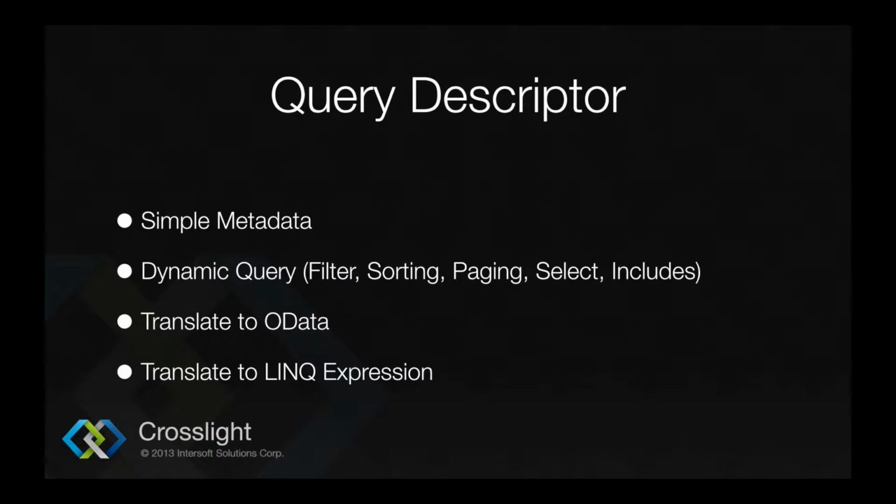The next design pattern I want to share is called query descriptor. Query descriptor is simple metadata that can be used to store complex dynamic queries, such as filtering, sorting, paging, selection, and includes. You can use the query descriptor to generate a dynamic OData query and also a dynamic LINQ expression. Let me show you how to use the query descriptor and translate it to an OData query and LINQ expression.